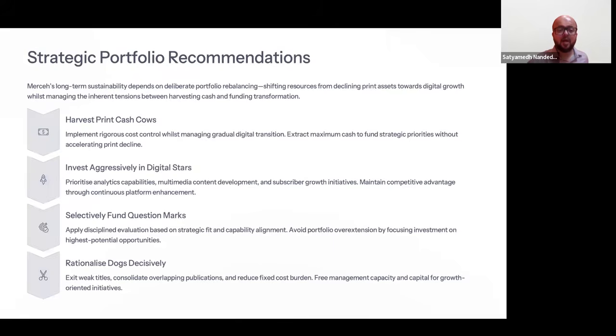Okay. Now, the strategic portfolio recommendations are the same in every BCG matrix situation, right? Cash cows: harvest cash, invest that money aggressively in stars. In question marks, don't choose all the products. Maybe apply techniques like capital rationing and see where you can invest your funds. Do it in a very smart manner, and then rationalize dogs decisively, in the sense exit weak titles, consolidate overlapping publications, and reduce the fixed cost burden. Okay. So that is a decision that you will have to make depending on where you stand right now.